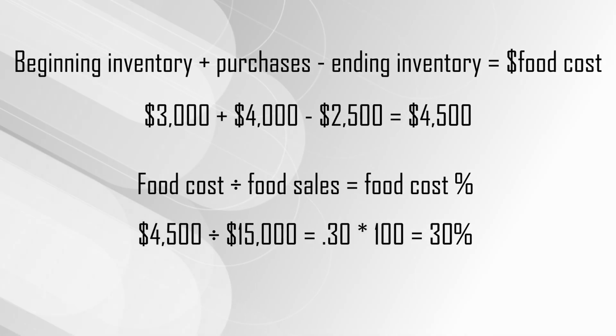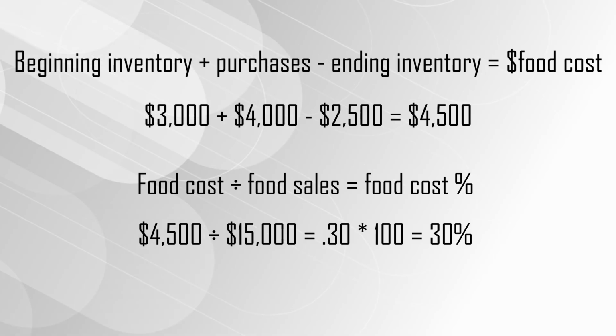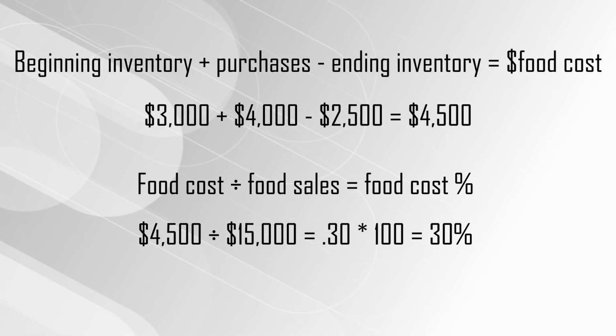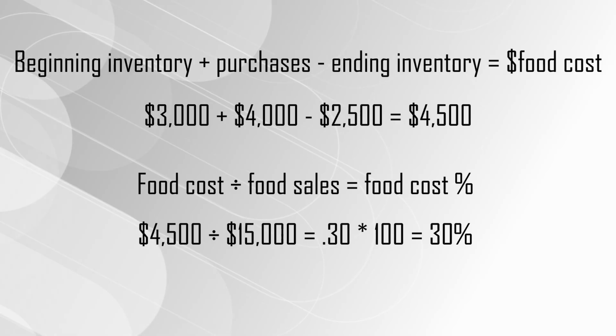Let's go back to the formula. 4,500 divided by 15,000 equals 0.3. Again, we can multiply this by 100 and we get 30%. So your QSR is running at a 30% clip that week. 30% for that type of restaurant is actually pretty good.